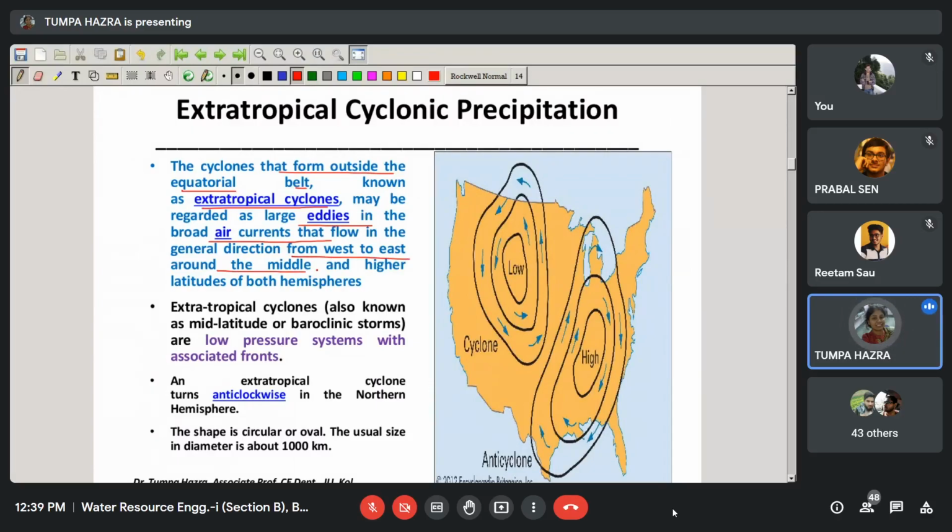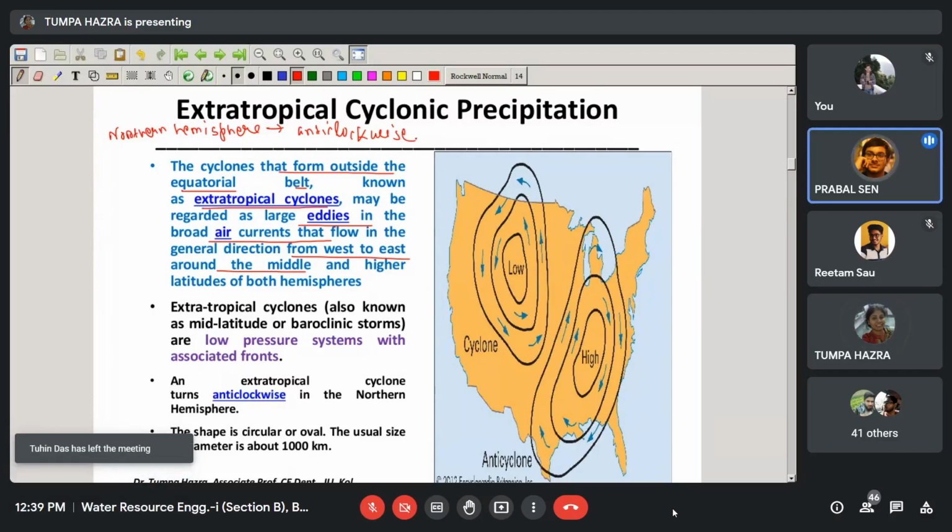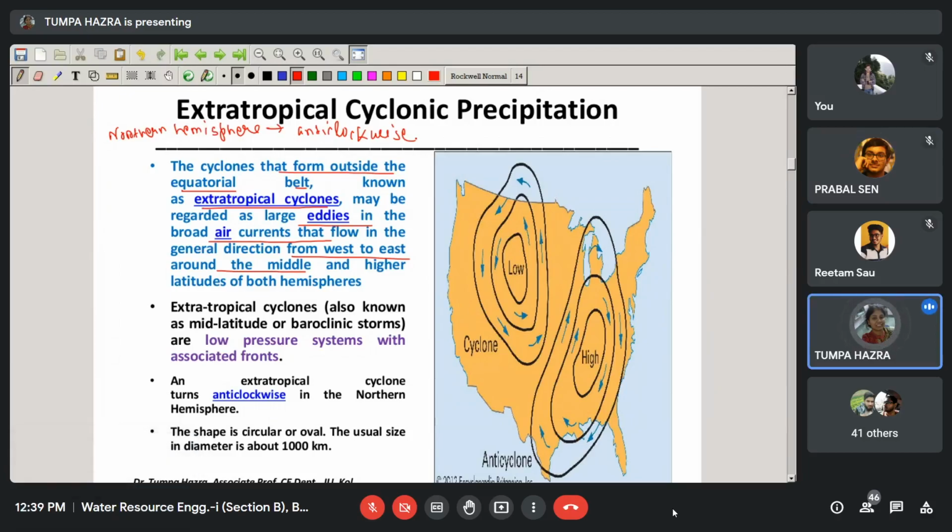Now, for extratropical cyclone also, the wind moves in a circular path, and the direction of the wind in the northern hemisphere is anti-clockwise, and in the southern hemisphere it is clockwise.